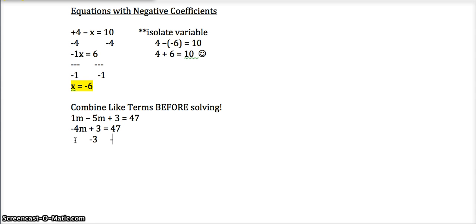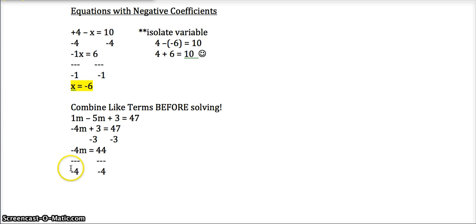And subtract 3. So then we have a -4m. Remember to keep all the letters and numbers and negatives and positives together. -4m equals, well, 47 take away 3 is 44. So then here we have a -4 times m. So we need to divide by what? Well, if you said we need to divide by -4, you're correct. Divide by -4 on both sides. Oh, I forgot to write that line on the other side. On both sides.